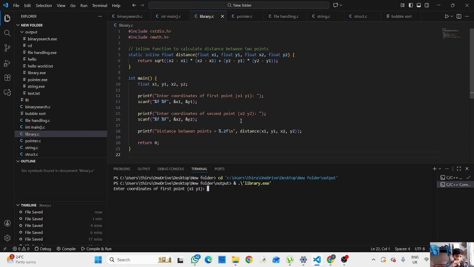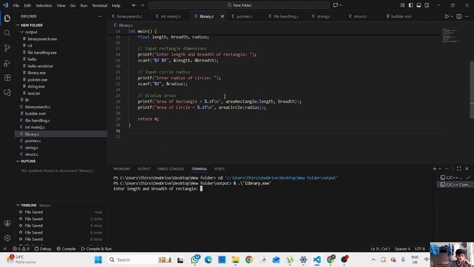Program execution begins here. float x1, y1, x2, y2. Ask the user to enter the first point, scanf, and ask the user to enter the second point, scanf x2, y2. Then call the inline function distance(x1, y1, x2, y2), calculate the distance, and print the result with two decimal places, %.2f. And the example output is: the distance between the points is 2.83.